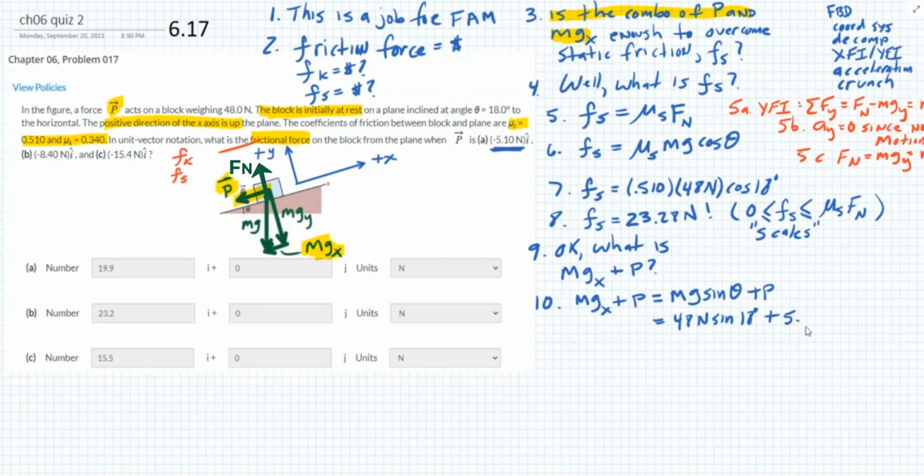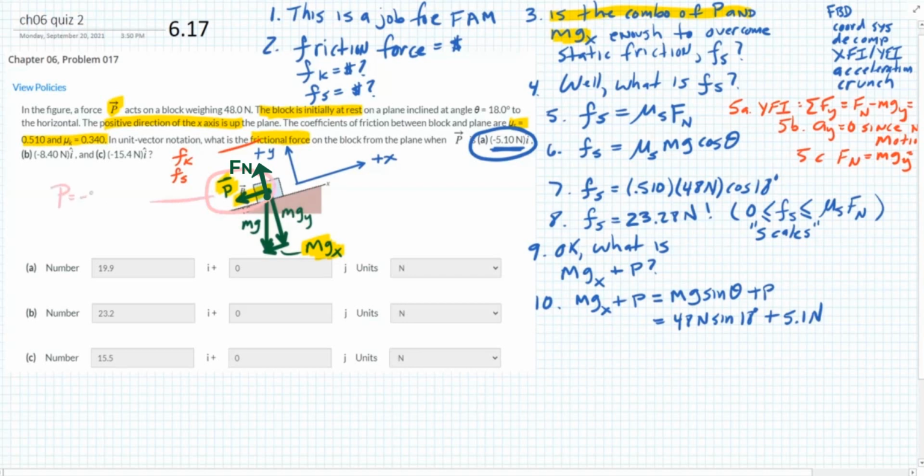They gave you P in unit vector form, 5.1 newtons. So right here, let's talk about this just for a second. They said this externally applied P force is negative 5.1 newtons in the i hat direction, and that's what I'm drawing right here. For part A, this is P equals negative 5.10 newtons in the i hat direction, or negative x direction. All right, so this is how much downward force is acting on this box.